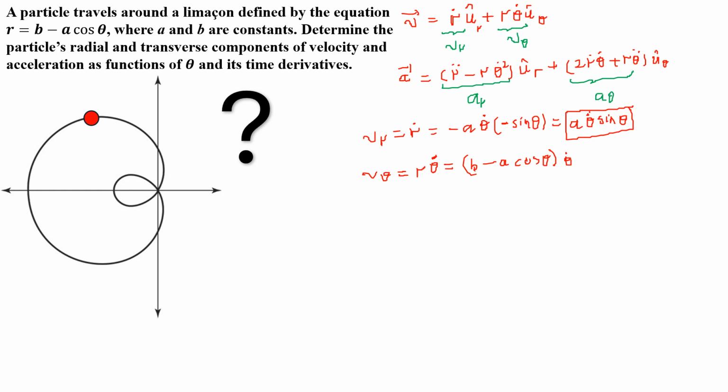So that's the answer. Then remember, the question says we want to find the answer of these in terms of theta and its time derivative. So here we have theta and time derivative, theta and theta dot. So we are fine here. Okay, so we can just stop here for v theta.